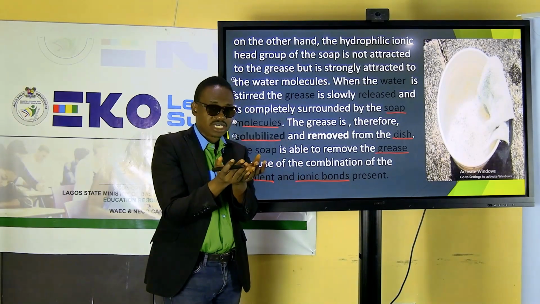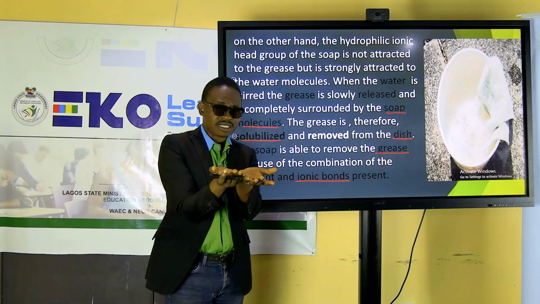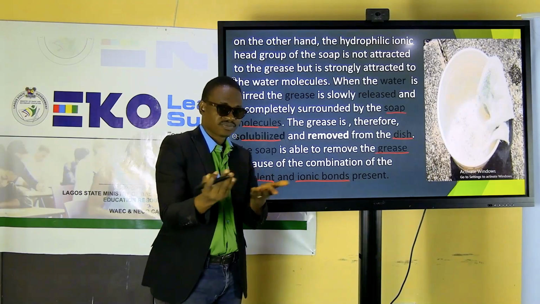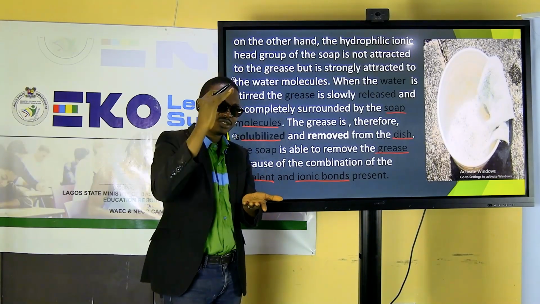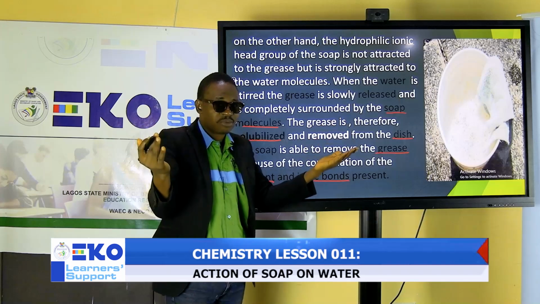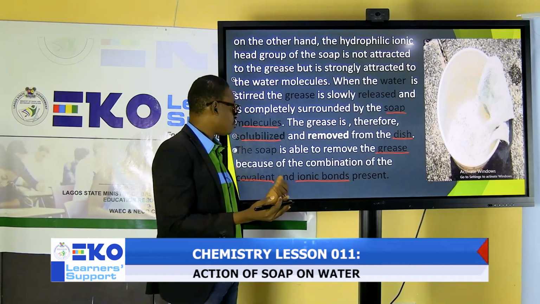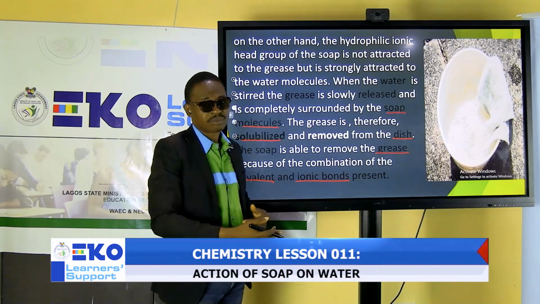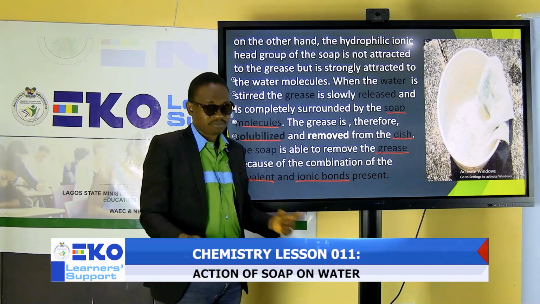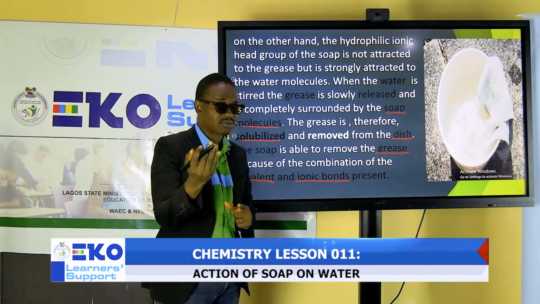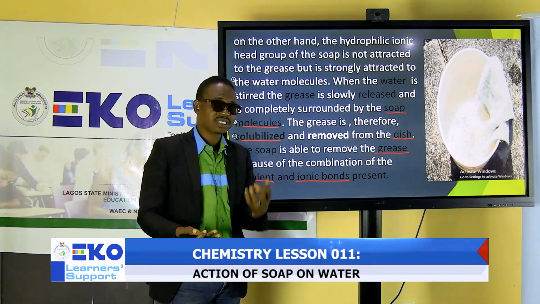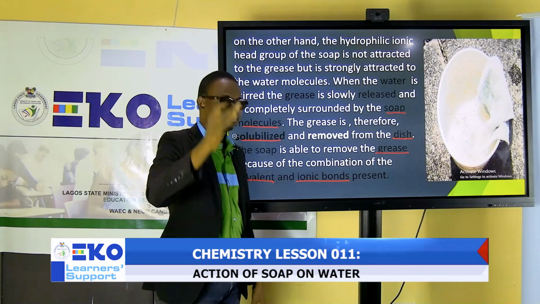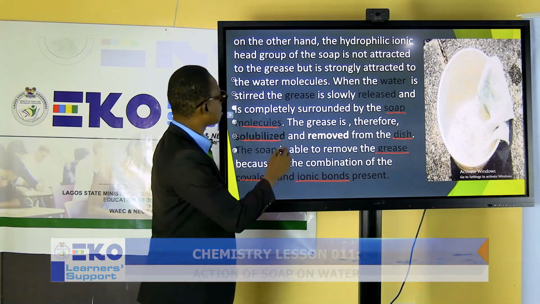All together, they come together to form what we call a micelle. Then through agitation, you remove the micelle. And what happened? The whole thing solubilizes and gets removed in the process. By what again? Two bonds. What are they? The ionic bond and the covalent bond. Thank you so much.